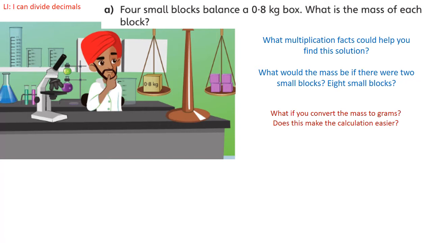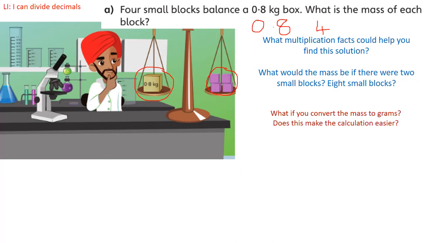Well, the first thing we need to do is understand the question. So let's just read it again and find out what we know. We know that we have a 0.8 kilogram box. We also know that it is the same weight as 4 small blocks. Okay, what else could we do to help us understand this question a little bit more?